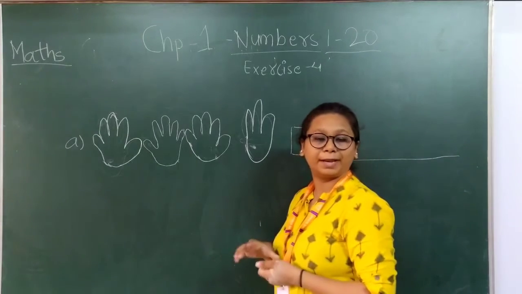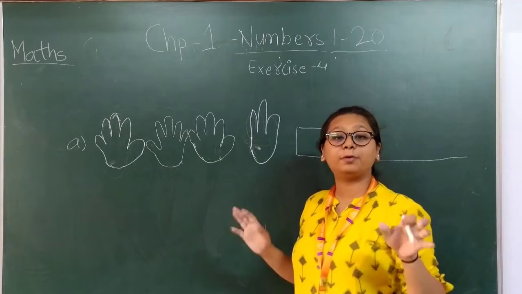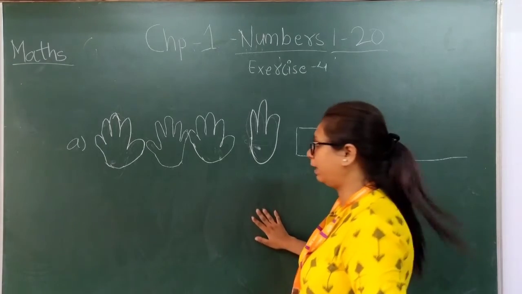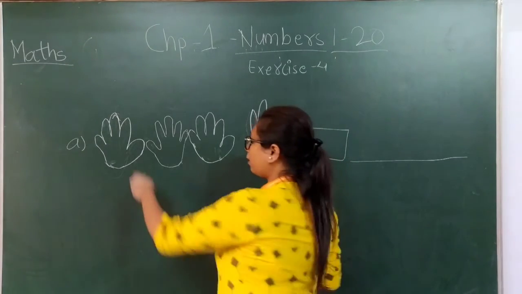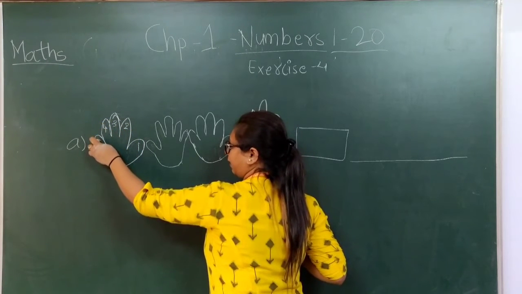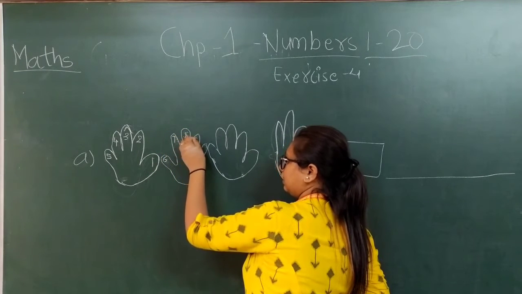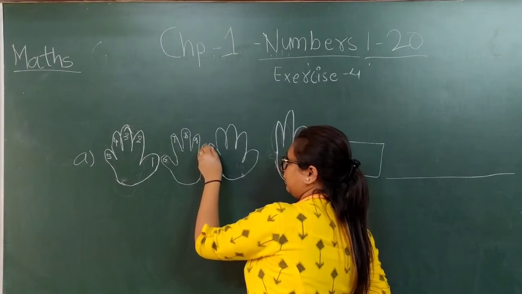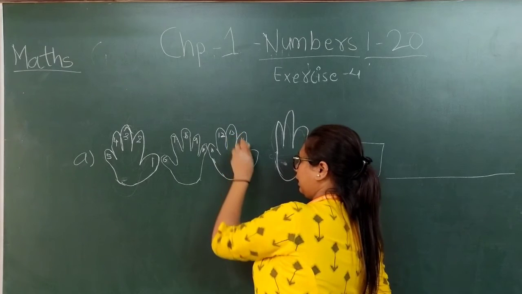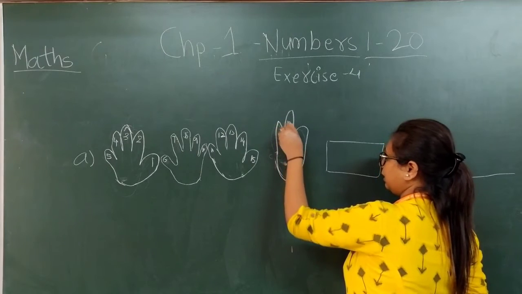Okay students. So now coming to exercise number 4. Here you have to count the fingers and you have to write the number and number names. Okay. So we will start with the A one. Now how many fingers can you see here? 1, 2, 3, 4 and 5. Here 6, 7, 8, 9, 10, 11, 12, 13, 14, 15, 16, 17 and 18.